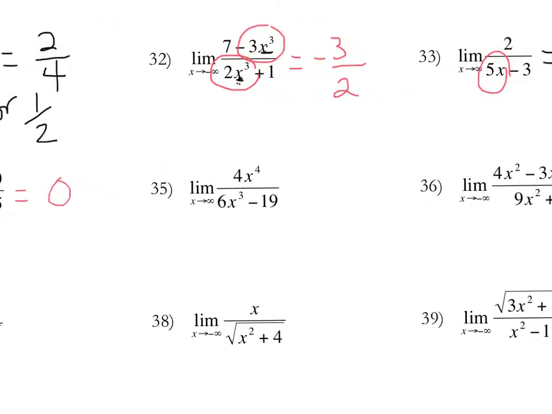Number 35. Here we have one with the higher power on the top this time, so that x to the fourth over x to the third. If I want to simplify it, you can think of it as 4x over 3. Now think about what happens to that as x approaches infinity. Really large positive number in the numerator. That's going to end up going to positive infinity for the limit.